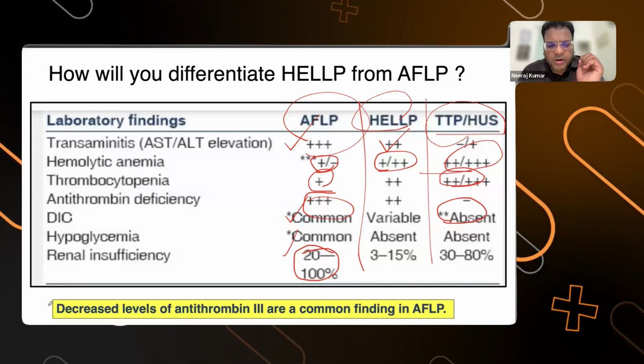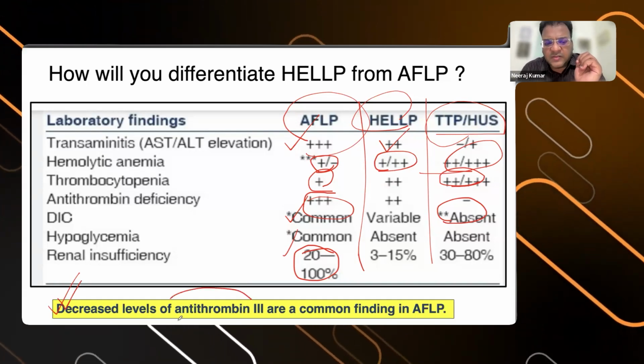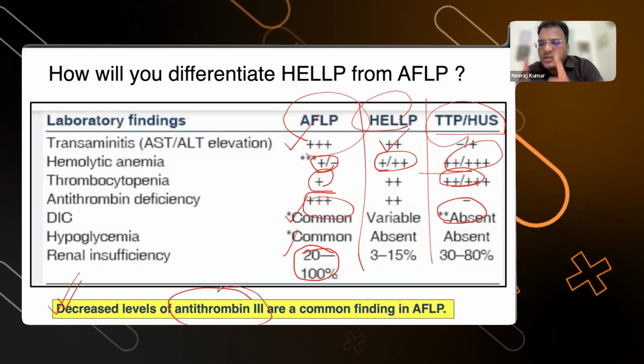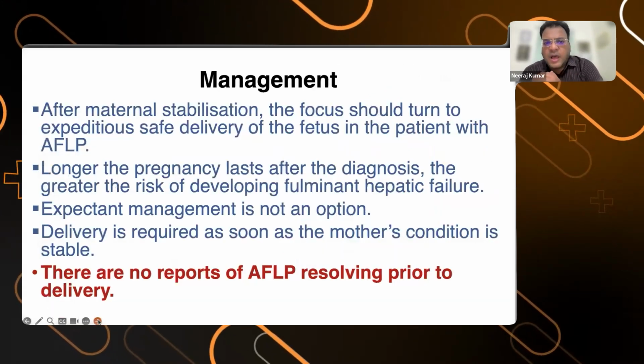Now, one more important finding that I have added: these AFLP patients have a decreased antithrombin III level, which is a very, very common finding in AFLP. For additional points, you can remember this. Now, how are you going to manage?